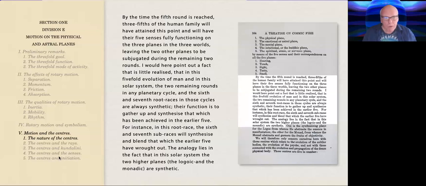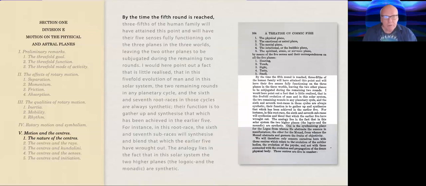Okay, first up, by the time the 5th round is reached. Those of you who have been following the Secret Doctrine webinar series have been learning about schemes, chains, rounds, root races, and sub races. But for those of you who haven't, let's do a quick review of this nomenclature.